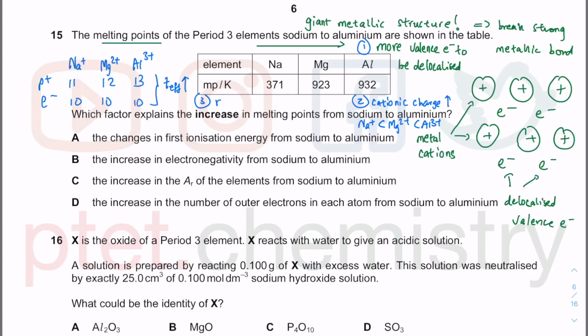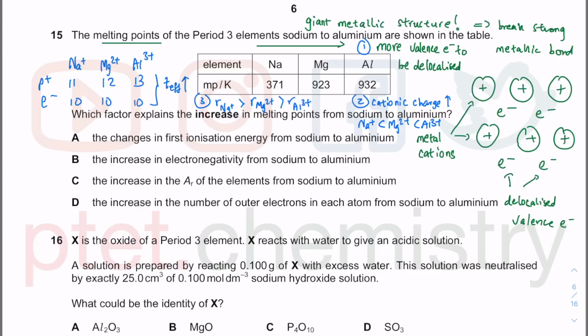In terms of the radius, Na+ is going to be bigger than Mg2+, which is bigger than Al3+. So in general, the charge density of the cations gets higher: bigger charge, smaller size. There are more electrons that come from the group 13 metal versus the group 2 versus the group 1 metal. So that means the metallic bond gets stronger to that extent.